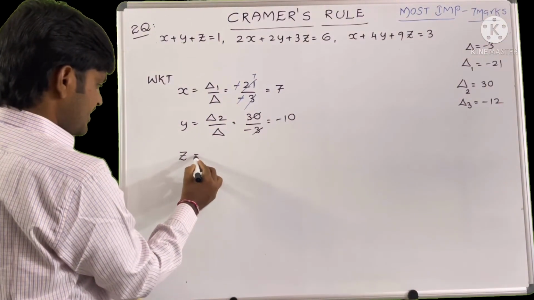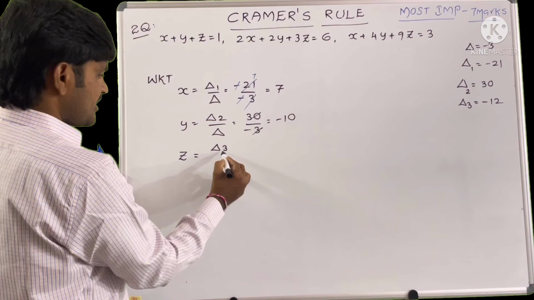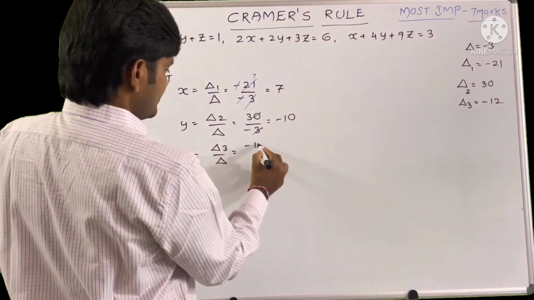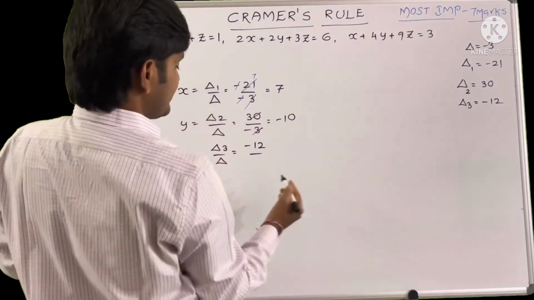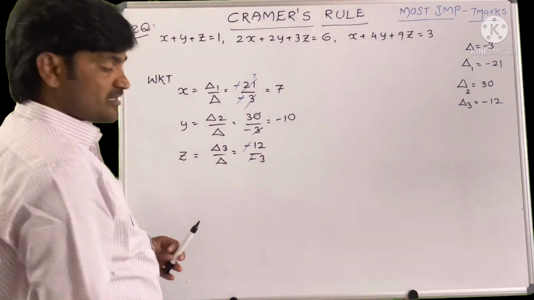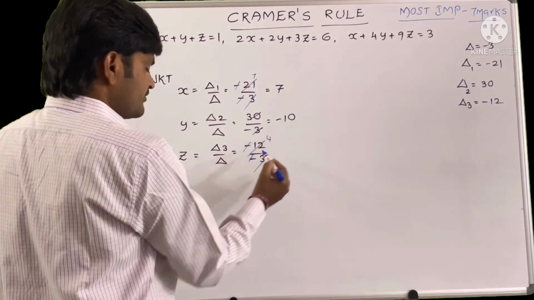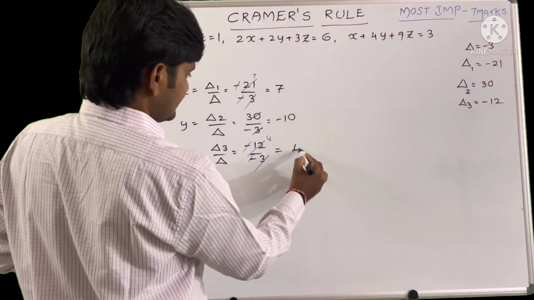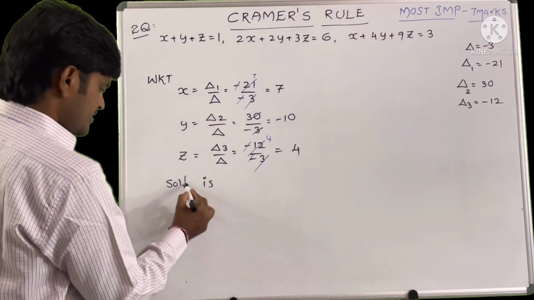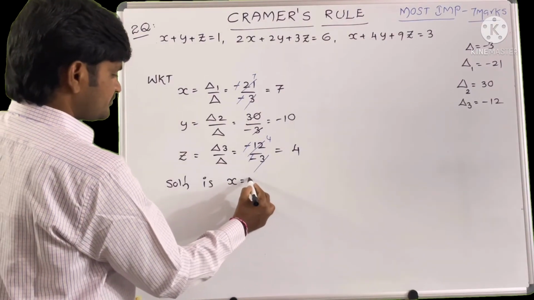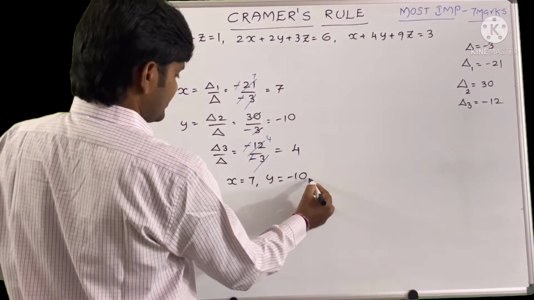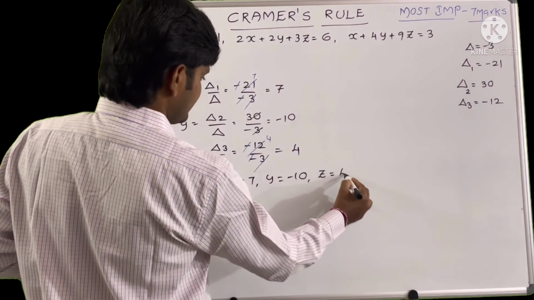Similarly, z formula is delta 3 by delta. What is delta 3 value there? Minus 12 by what is delta value? Minus 3. Now cancellation, minus cancels. 3 ones are 3, 3 4s are 12. The answer is 4. So solution is x equal to 7 and y equal to minus 10 and z equal to 4.